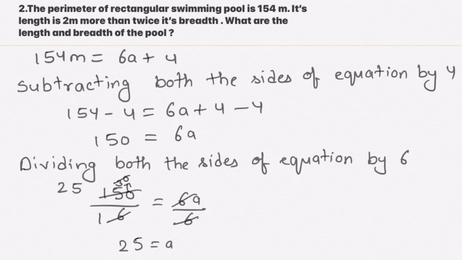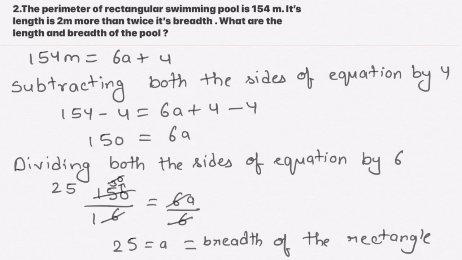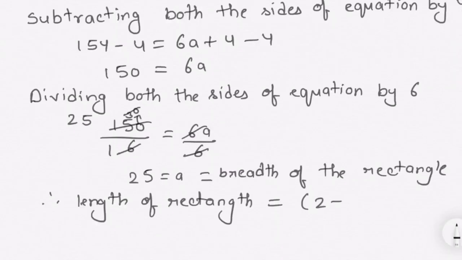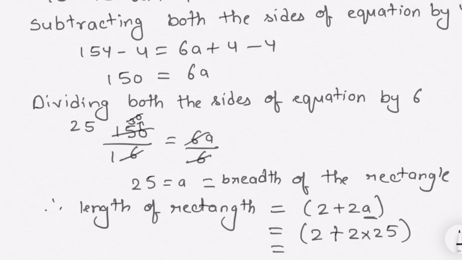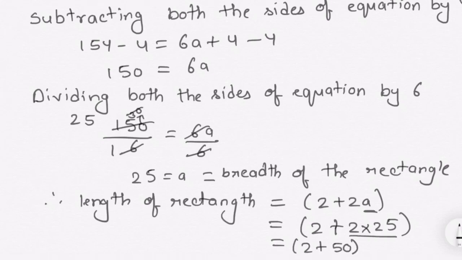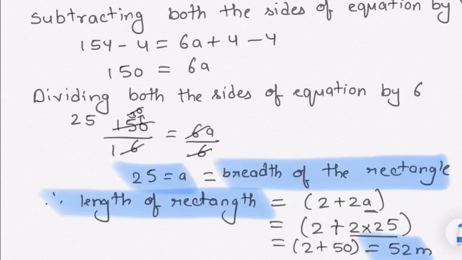If you remember, we have taken a as the breadth of the rectangle. So we have the breadth of the rectangle as 25 meter. We had framed an expression for length of the rectangle, 2 plus 2a. In place of a, we are going to substitute 25. Since we have the value of a as 25, 2 25s are 50, 2 plus 50 is 52. By this we can say the length and the breadth of the rectangular swimming pool are 52 and 25 meter respectively.